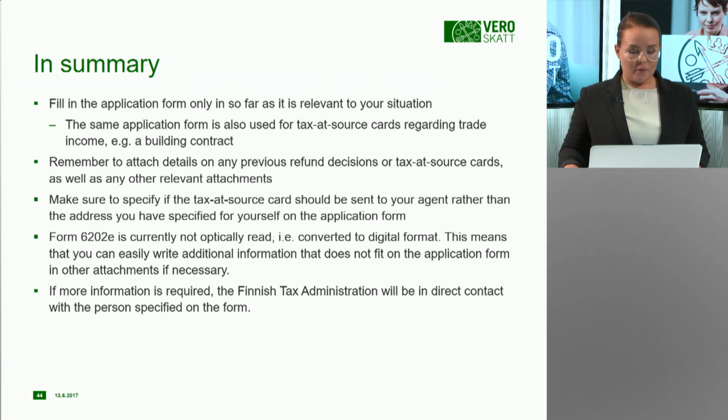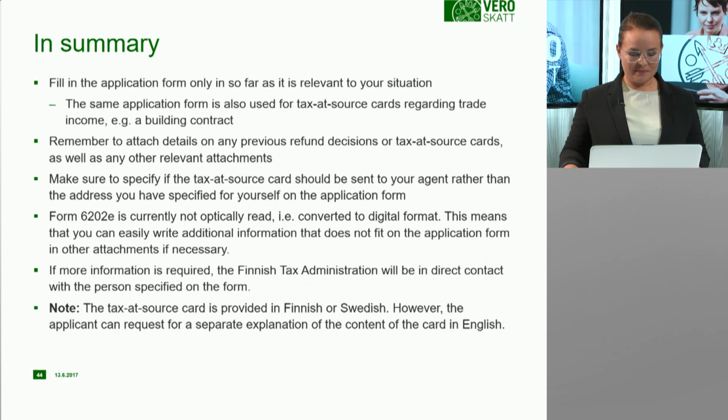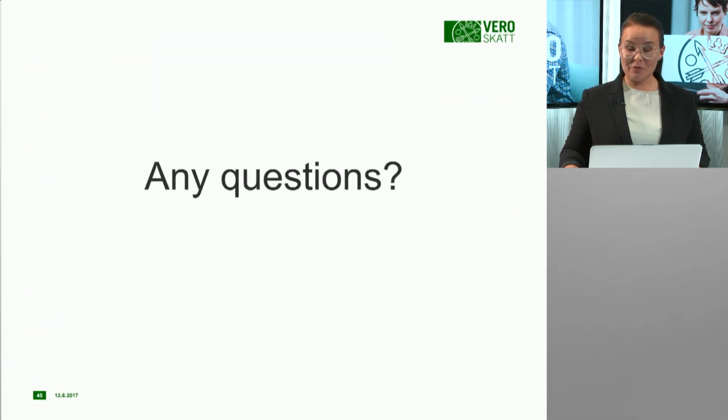And also, if more information is required, the tax administration will be in direct contact with the person you have specified in the form. And also note, the tax at source card is provided in Finnish or Swedish. However, applicant can request for separate explanation of the content of the card in English. So, also in English. So, do you have any questions for me?